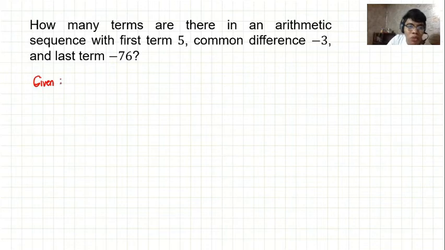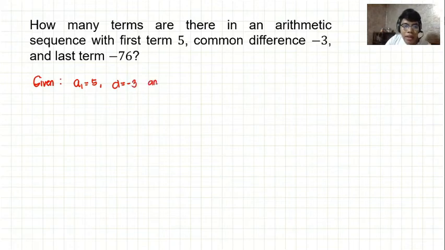Okay, so sulat lang natin yung mga given values para madali lang siyang i-recall mamaya sa solution natin. Okay, so given, yung first term daw natin ay 5. So we have A sub 1, which is 5. The common difference is -3, so D is equal to -3. And the last term is -76.